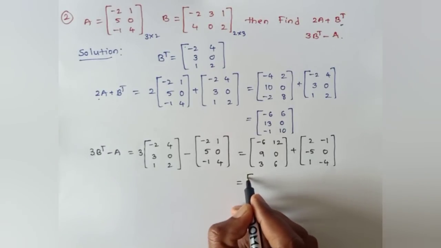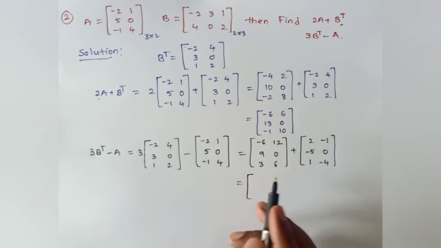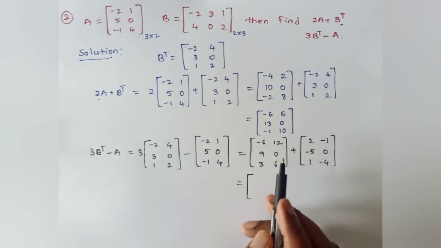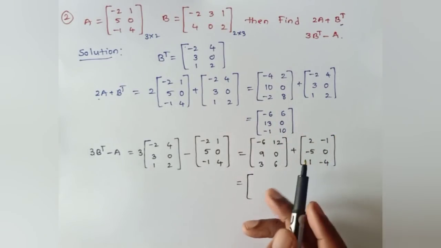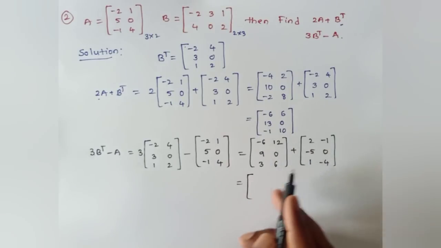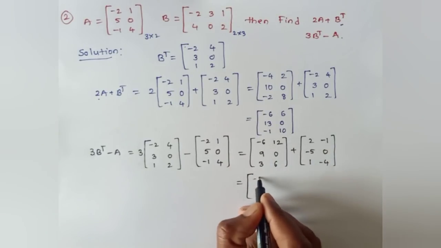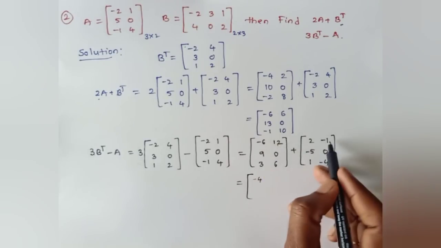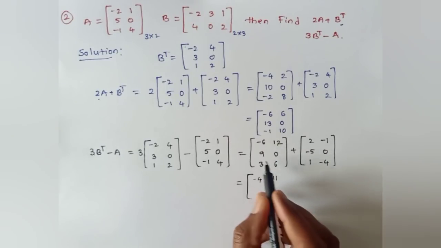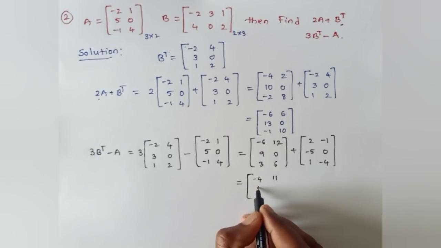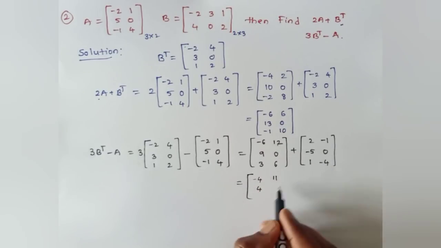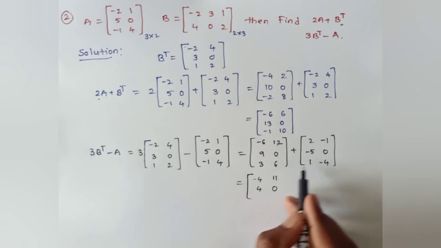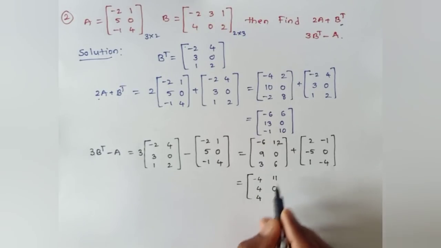Next, the addition is left. So just apply the addition of two matrices by adding the corresponding elements of both the matrices. So here minus 2 plus 2, minus 6 plus 2, minus 4, 12 minus 1, 11, 9 minus 5, 4, 0 plus 0, 0, 3 plus 1, 4, 6 minus 4, 2.